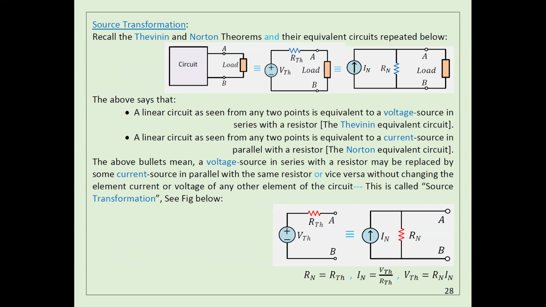So if you have a voltage source, either it is Thevenin or not Thevenin, and you have a resistance, because as I told you before, any voltage source should have an internal resistance. Anyway, if you have a source and a resistance this way, I can convert it to a current source. Or if your circuit has a current source, I can make it a voltage source.